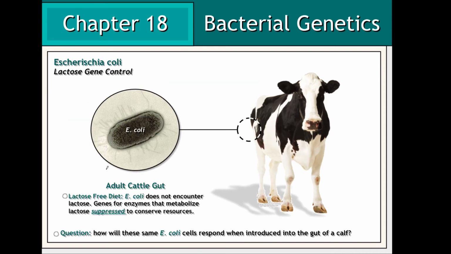Common in the gut of mammals, such as cattle, E. coli bacteria don't normally encounter the sugar lactose. Therefore, it is expected that the genes that code for the enzymes that metabolize this sugar are suppressed in order to conserve energy and cellular resources. The question then becomes, how will these same cells respond when introduced into the gut of a nursing calf?